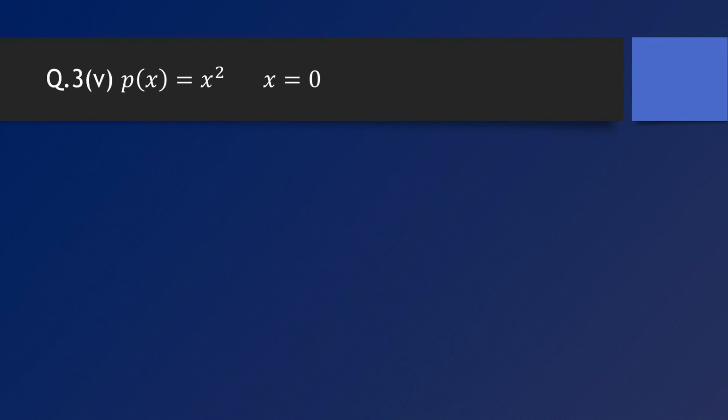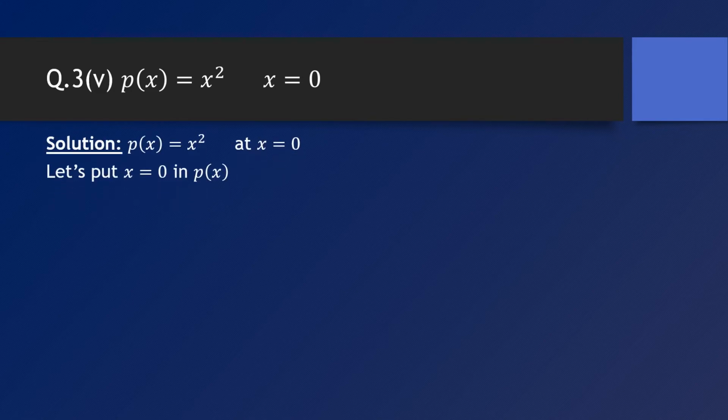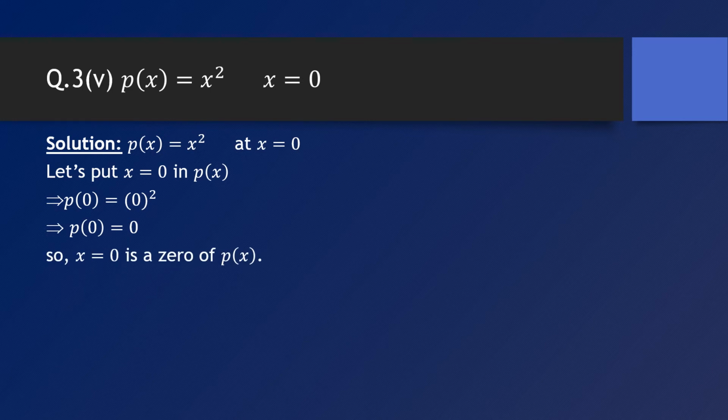Now let's move on to question number 5. P of x is equal to x square, and we need to check it for x is equal to 0. So let's put x is equal to 0 in the given polynomial. P of 0 will be clearly equal to 0. Therefore, we can say that x is equal to 0 is a 0 of p of x.